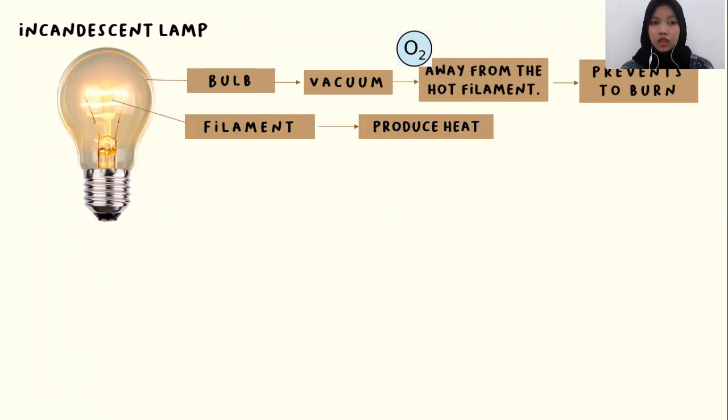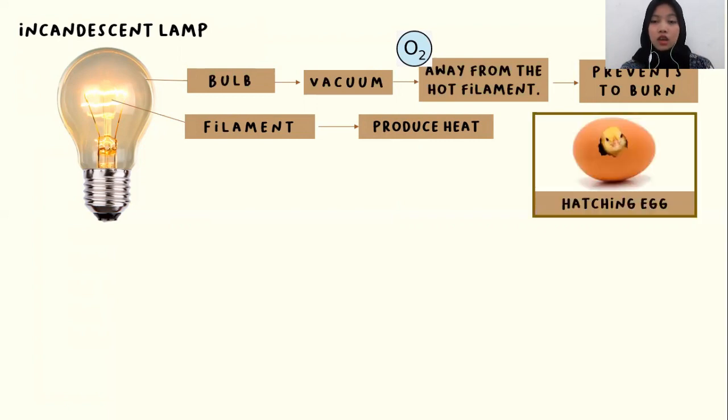the burn. The incandescent lamp can be used in hatching eggs. In hatching eggs, we have an isolated box or room, and we put the incandescent lamp in it, and the egg is hatched, because hatching eggs requires a stable hot temperature.